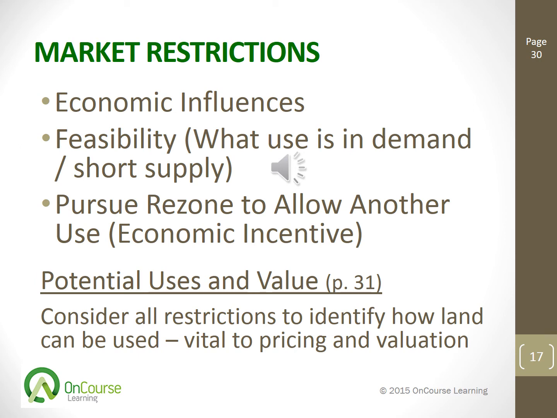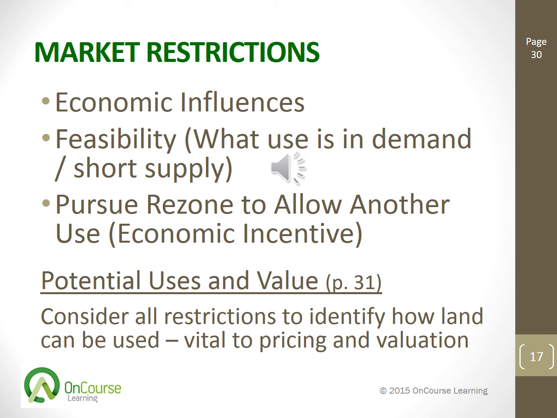Okay. Potential uses and value on page 31, essentially summarized here in these two sentences. Consider all restrictions to identify how land can be used. It's vital to pricing and valuation. If you have something there and for whatever reason, in some cases in zoning, it's burned down and it can't be rebuilt, then you have to think about what you're going to do in the future with that property in order to make it feasible and productive.